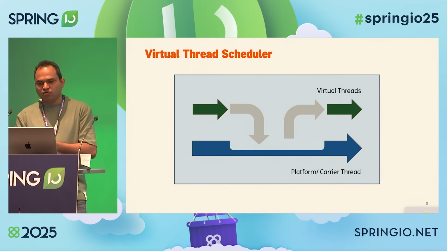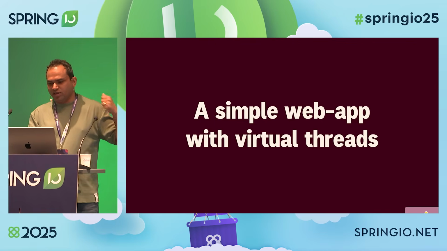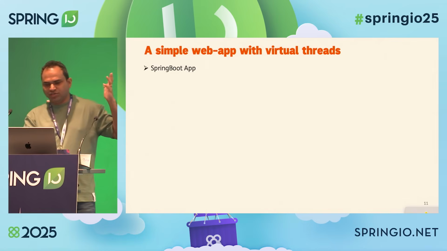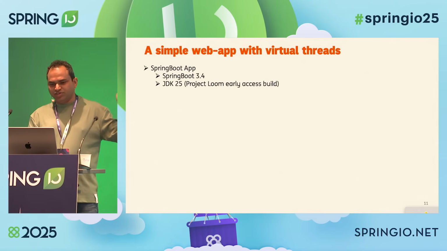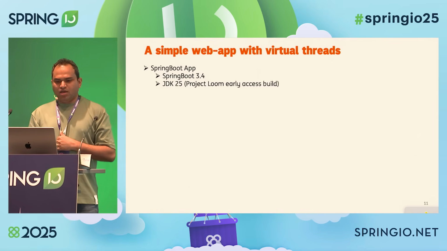Okay, that's a lot of theory about virtual threads. Now let's go ahead and create a simple web application and see if we can add virtual threads to it. In this case, I'm using Spring Boot to create that. So I'm using Spring Boot 3.4, and I'm using JDK 25. More specifically, I'm using the Project Loom early access build of JDK 25, so we get the latest and greatest features of Project Loom.